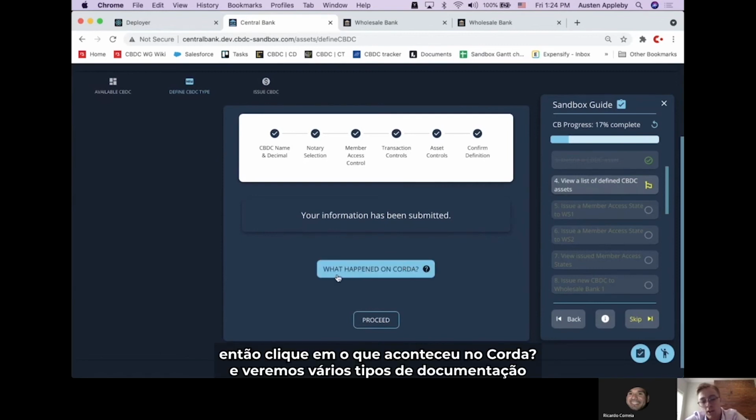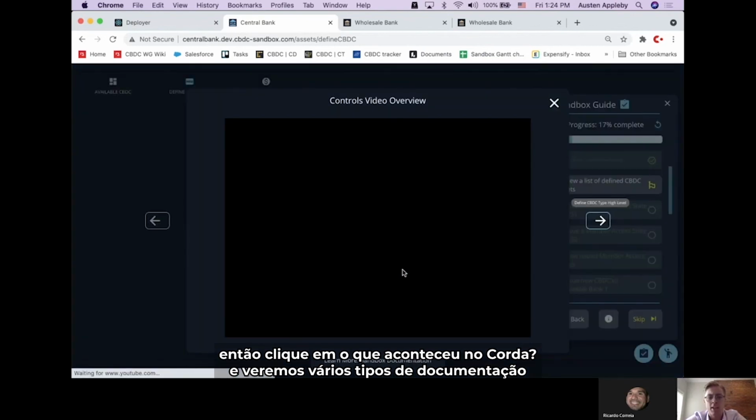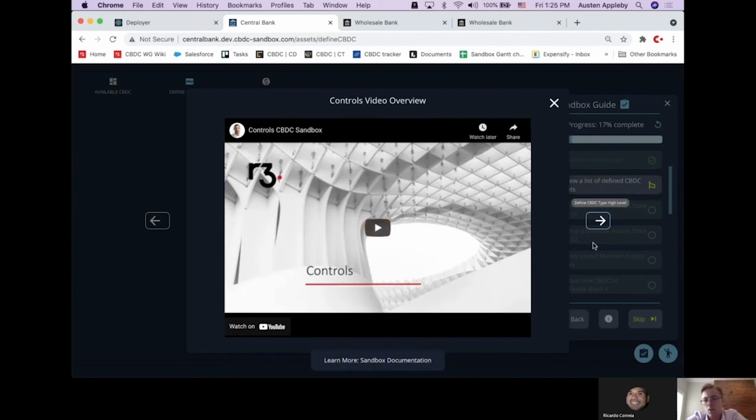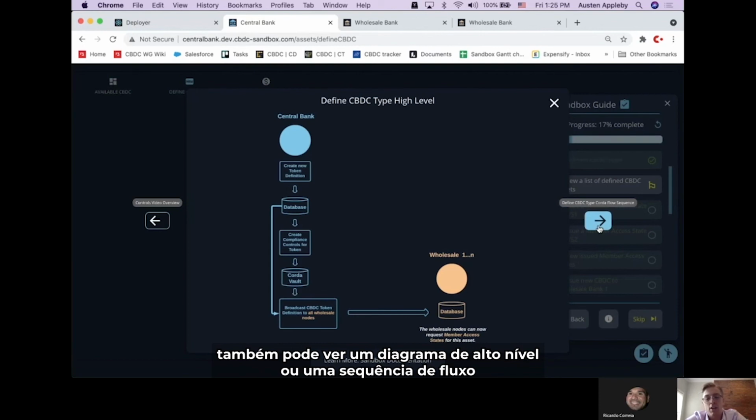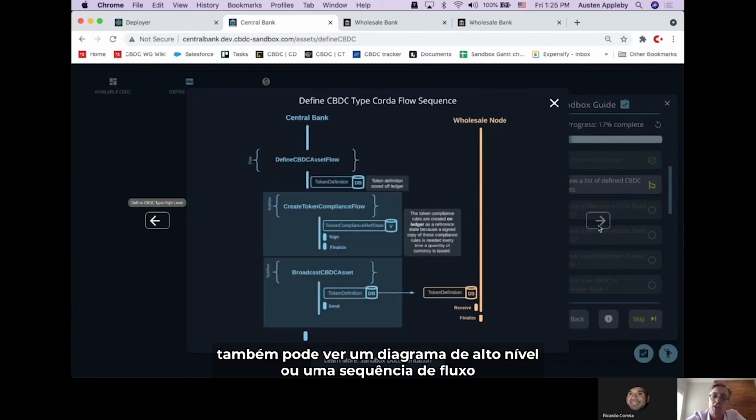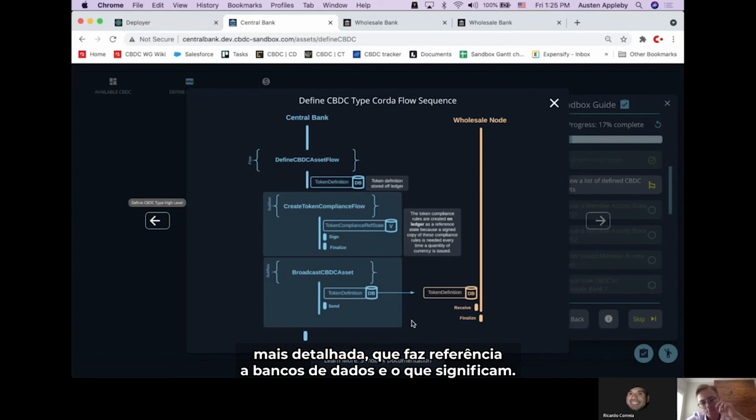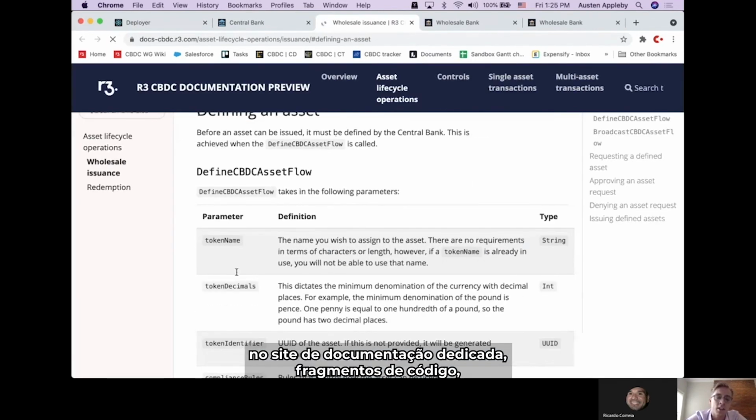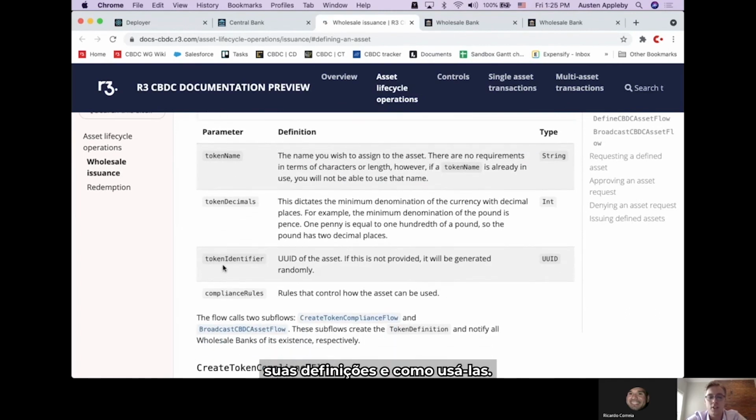So we click on what happened on Corda here, and we'll be given several forms of documentation. In this case, we have a video that has a lead engineer explaining the controls that I just went over and what they mean at a technical level. We can also see a high-level diagram or a more in-depth Corda flow sequence that references databases and provides short sentences on what that means. Now, to get even into more depth, we can see here in the dedicated documentation site snippets of code, their definitions, and how to use them.